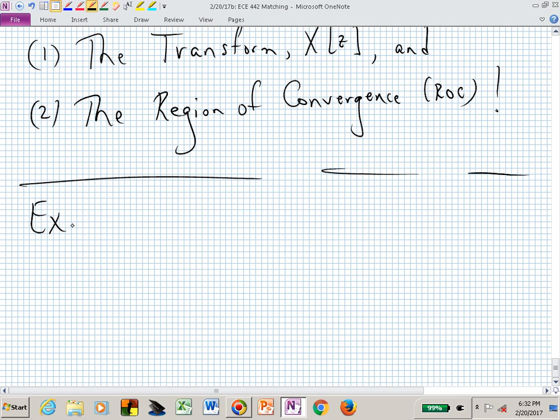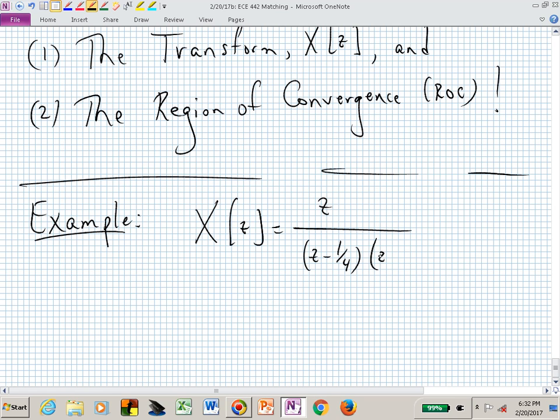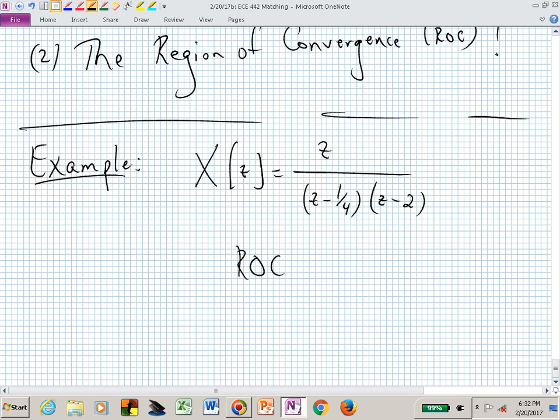Example. Suppose capital X of z is z over (z minus 1/4)(z minus 2), and let's say that somebody also tells us, since we need it to get little x of n, a region of convergence. Suppose that they say that the magnitude of z is bounded on the small side by 1/4 and on the big side by 2.